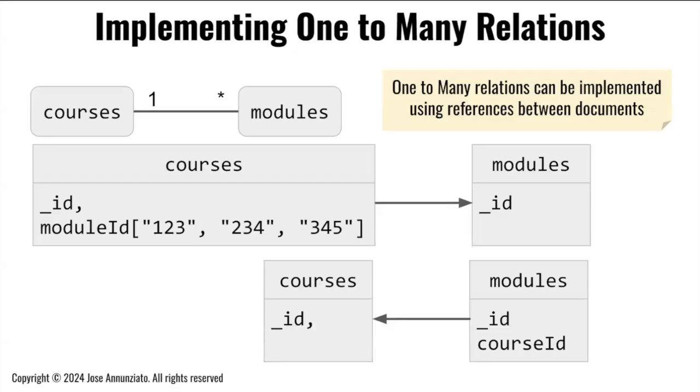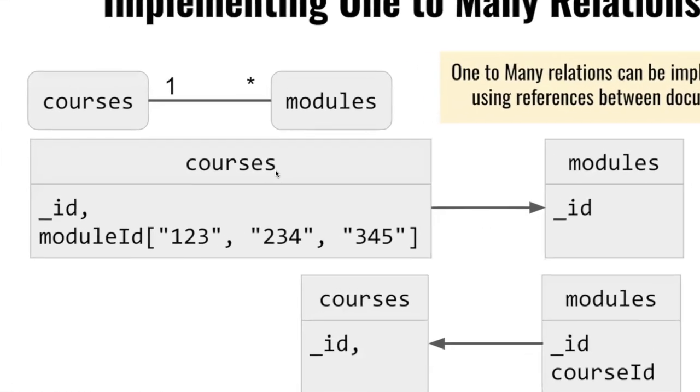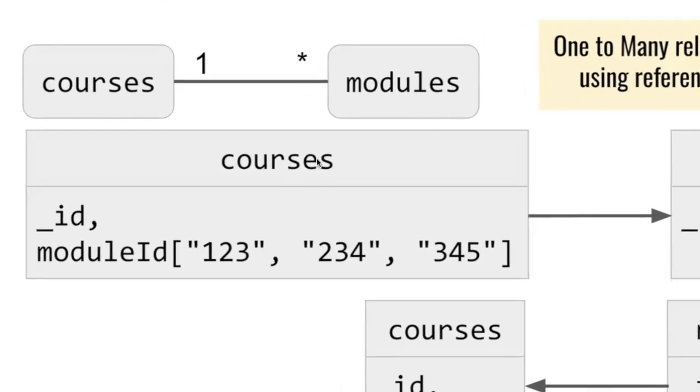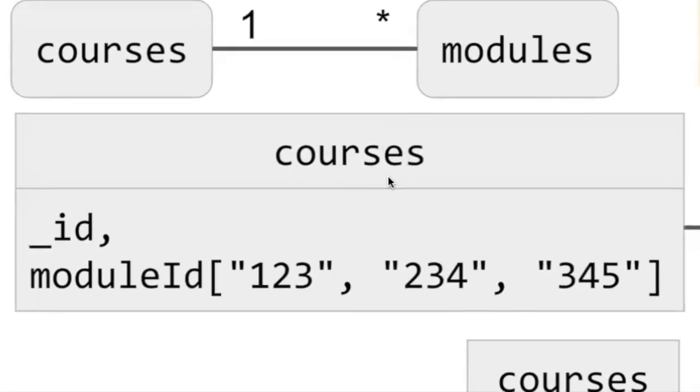Now, for data modeling this, we have a couple of options, right? And depending on what we're trying to do, we would choose one versus another. One option is to have the parent course be aware of the instances of the modules that it contains.